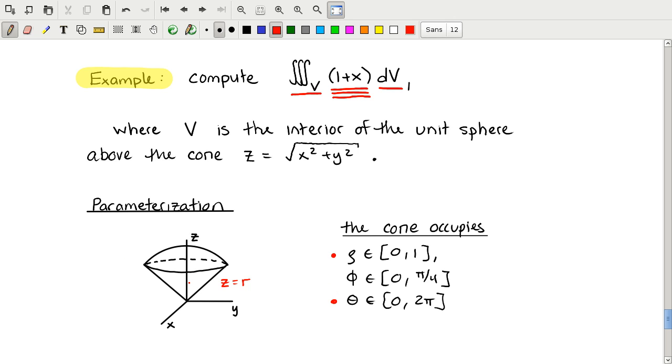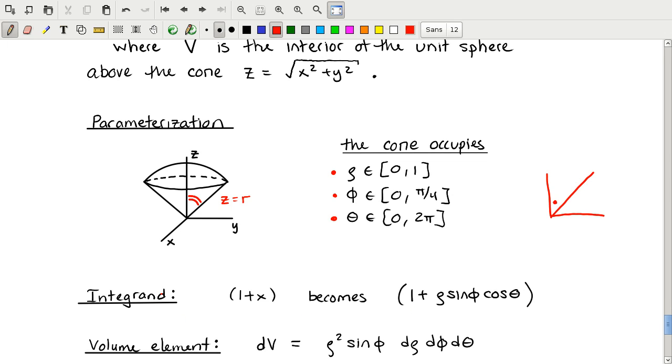We need to know this angle right here. This is the polar angle, and it goes from the z-axis to the line z equals r. Well, that is just a line with a 45-degree angle on both sides. So this angle right here is pi over 4, and so phi goes from 0 to pi over 4. And this parameterization encompasses every bit of this, the interior of the snow cone, and nothing more.